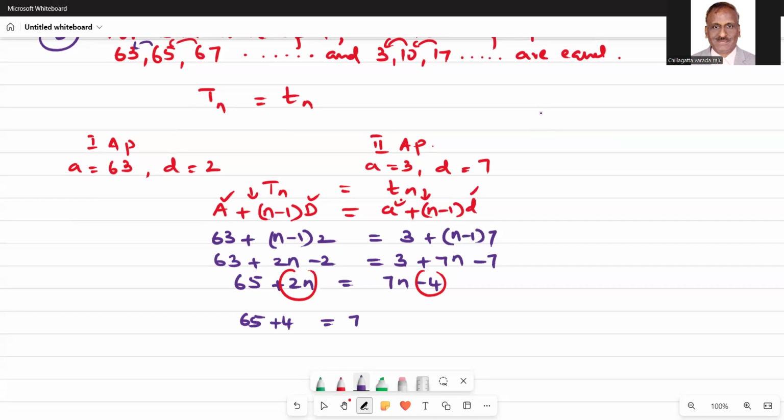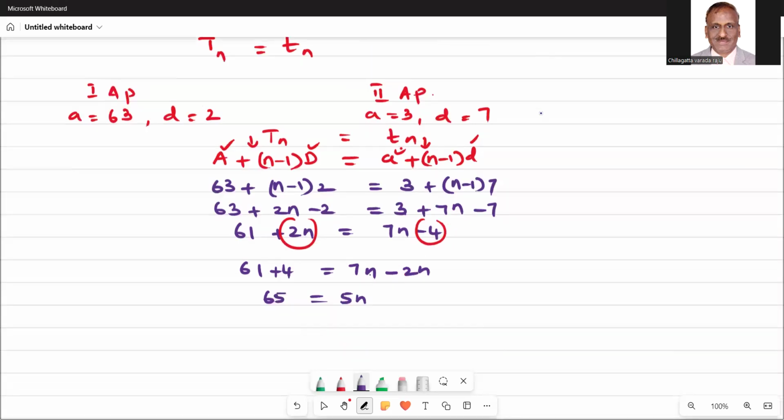Okay, what number did we get? 63 minus 2. It is not 65, it is 61. 63 minus 2 is 61. So here also we will change this 65 to 61. So 61 plus 4 is equal to 7n minus 2n. What is 61 plus 4? 65. 65 equals what? 7n minus 2n gives you 5n.